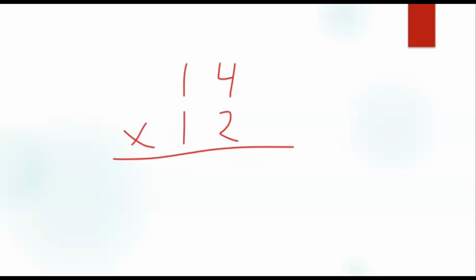Alright, let's do it. So first, 2 times 4 equals 8. 2 times 1 equals 2. We are done with the 2. Now let's move on to the next step. We're going to multiply same numbers with the 1. Before we do that, you always remember to put down a 0 here.